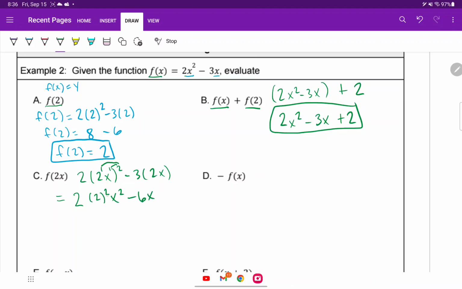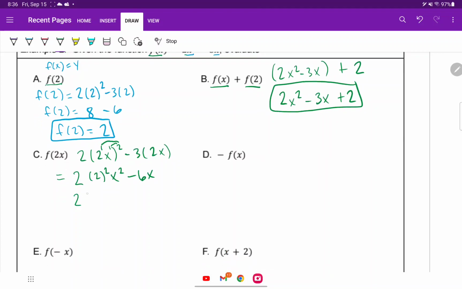From here, we know that 2 squared is 4. And that's x squared minus 6x. And last but not least, we're going to distribute this 2. 2 times 4x squared is 8x squared minus 6x. And from here, I don't actually have any things I can combine because these are unlike terms. So my answer is 8x squared minus 6x.